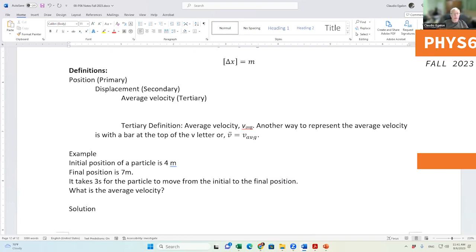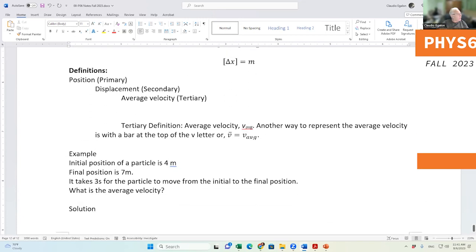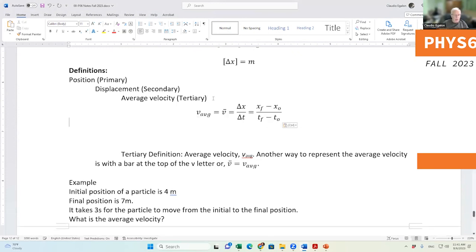Solution. All you have to do, I didn't define here average velocity. Let me write down the definition. Here you go. That's the definition of average velocity. It is delta x over delta t. Displacement over amount of time. We can here write that as final position minus initial position. And by the way, in order to simplify our notation, we usually drop the f subscript, okay? And just write down as x.